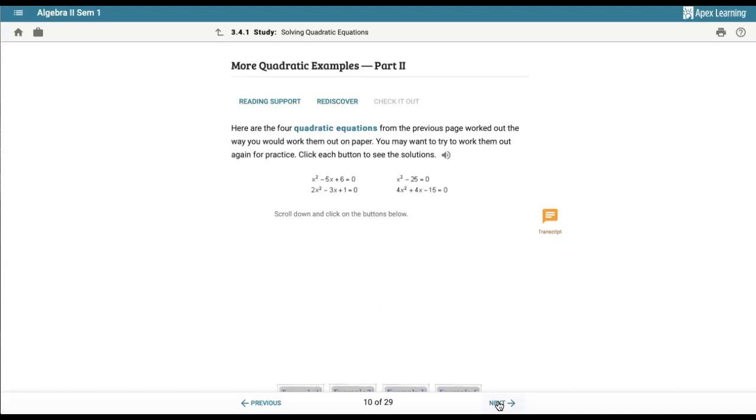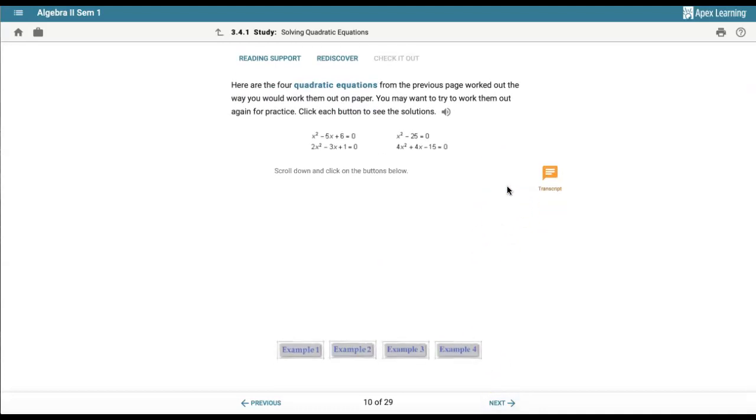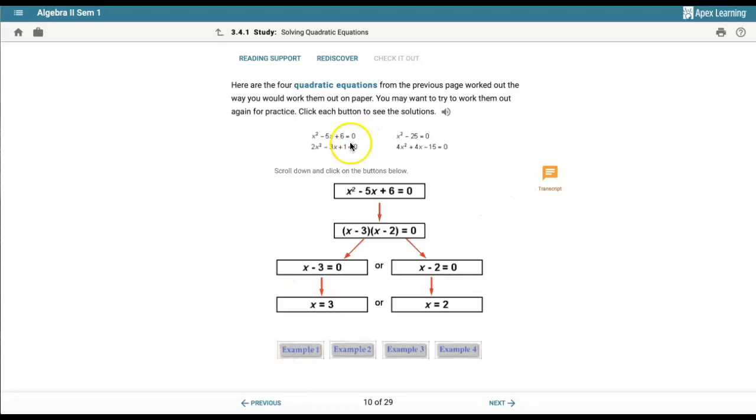All right, so then here are 4 quadratics from the previous page worked out the way that you would work them out on paper. Again, take some time to look through this, okay? I'll walk you through quickly, but if this isn't really evident to you right off the bat, it's not a huge deal. Take some time to digest what this is saying. Okay, so for this first one here, we did x minus 3 and x minus 2. So we got x equals 3 and x equals 2.